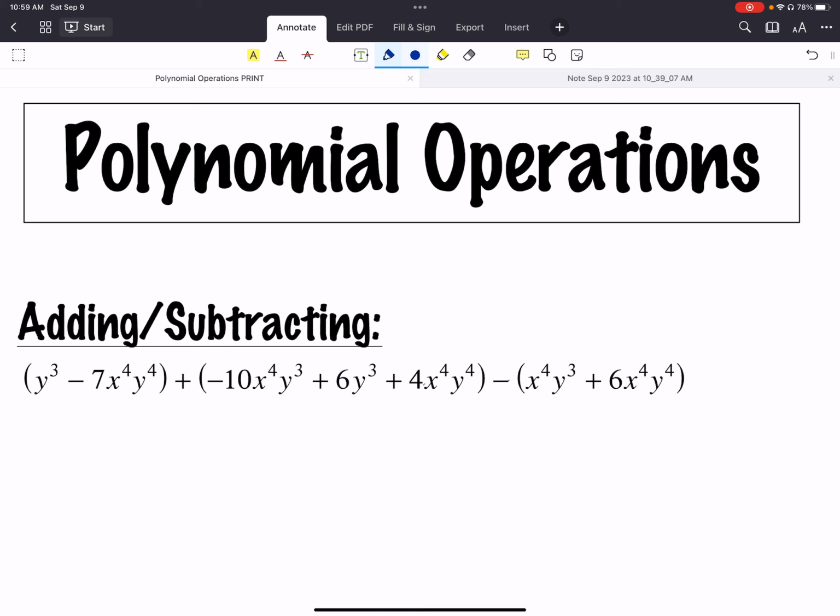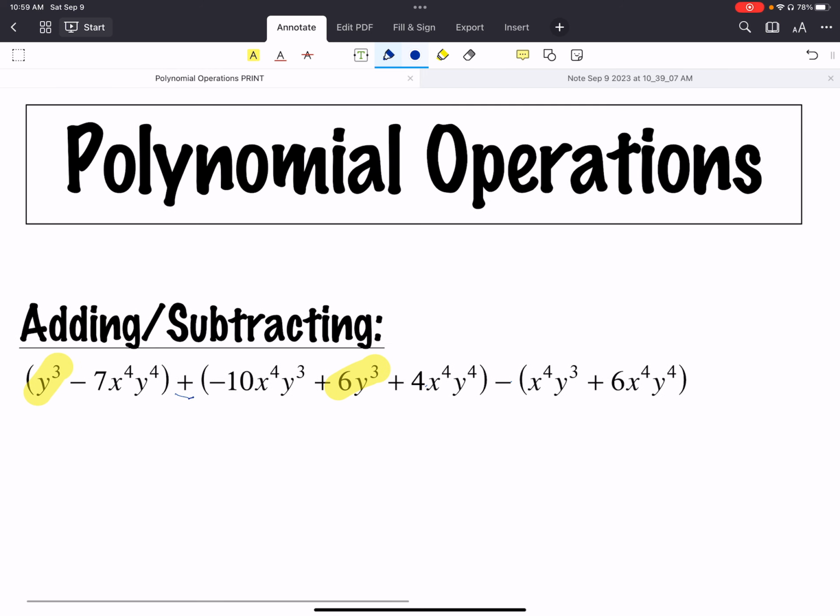So we're going to start with our y cubed, and we look through each parentheses to see where our like terms are. So y cubed, 6y cubed, and there's not a y cubed in our third parenthesis, so we're going to add these two together. So we have 1y cubed plus 6y cubed, so we get 7y cubed. Then let's go to our next term.